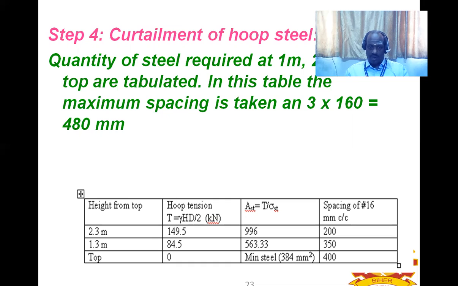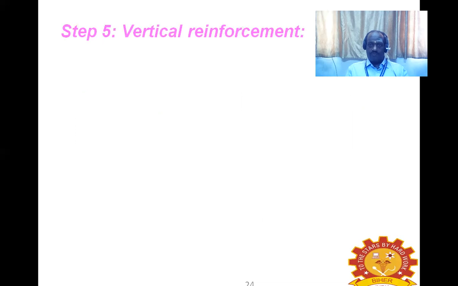The overall height can also be continuously changed, and the hoop tension can be found out. Starting from zero, it is 149.5 at the level of 2.3. If you go further at 3.5, we have already found out. So it would be maximum at 3.5 or 3 point, that is the bottommost point. So for that, we are providing the hoop reinforcement, and we are going to curtail towards the top.